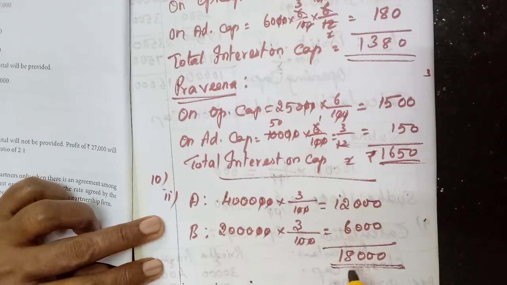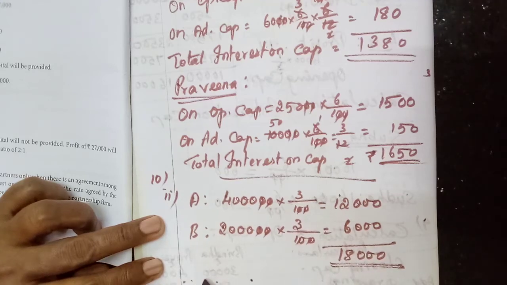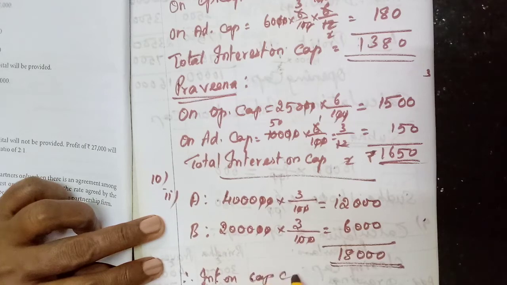So you have to write, since there is sufficient profit, interest on capital can be allowed or can be provided. Okay, that you have to write. Interest on capital can be provided.